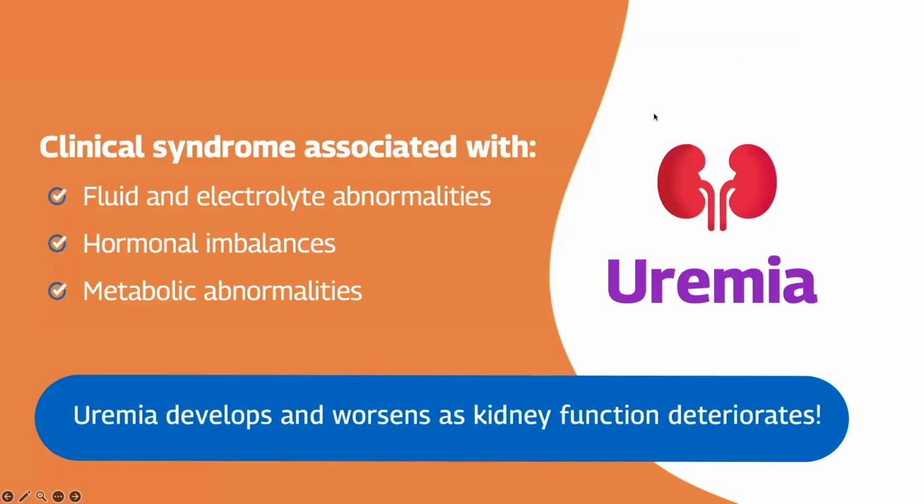So you might be asking, what is uremia? Well, it means that urea or urine is in the blood and it's going to affect every system and cell of the body. So basically, this clinical syndrome is going to feature fluid and electrolyte abnormalities, hormonal imbalances, and metabolic abnormalities. So uremia is going to worsen as kidney function deteriorates.